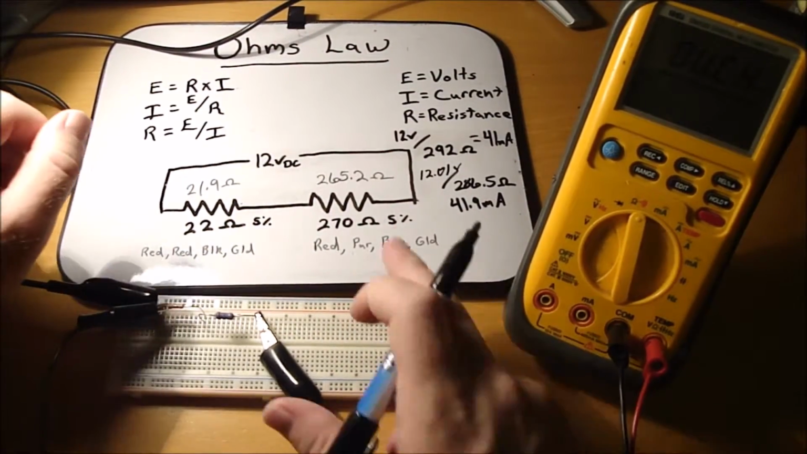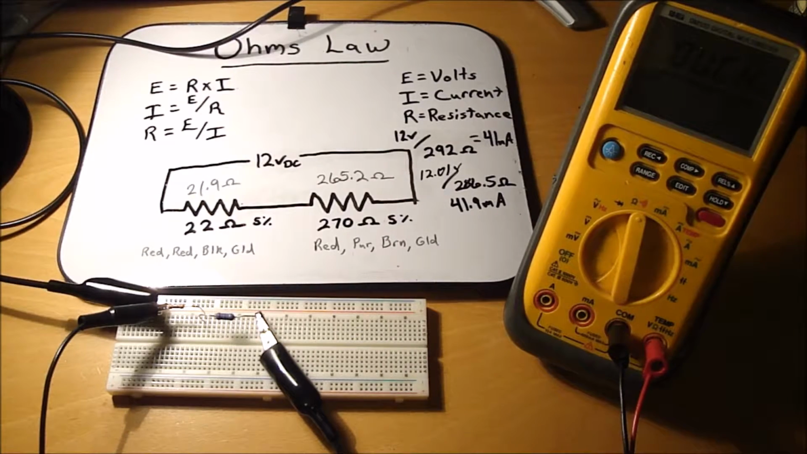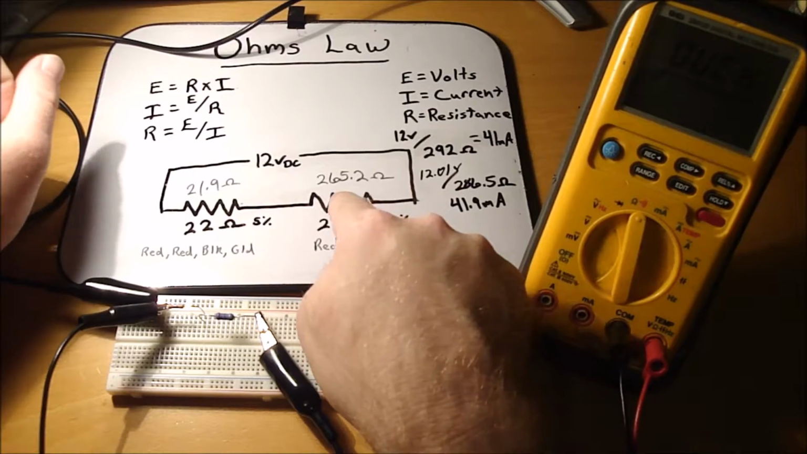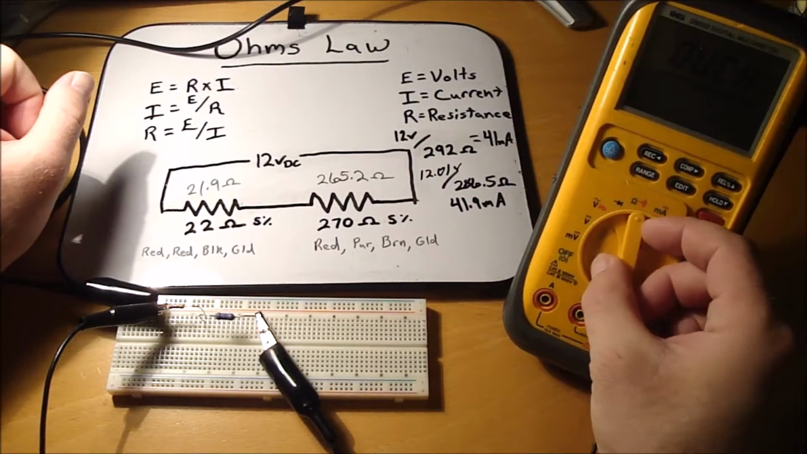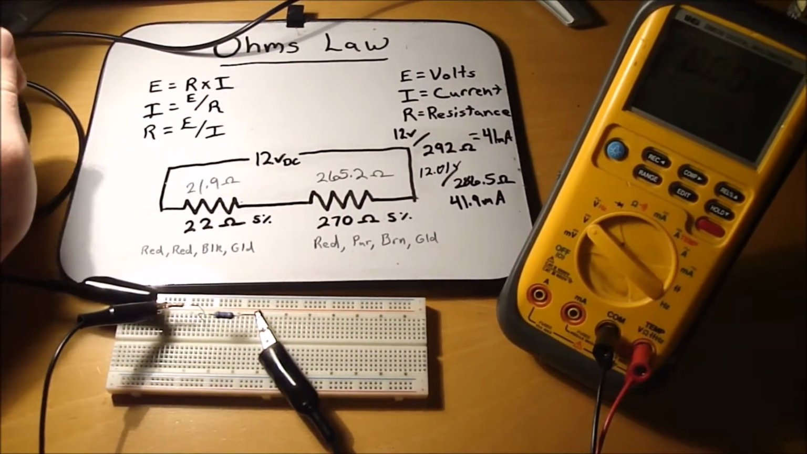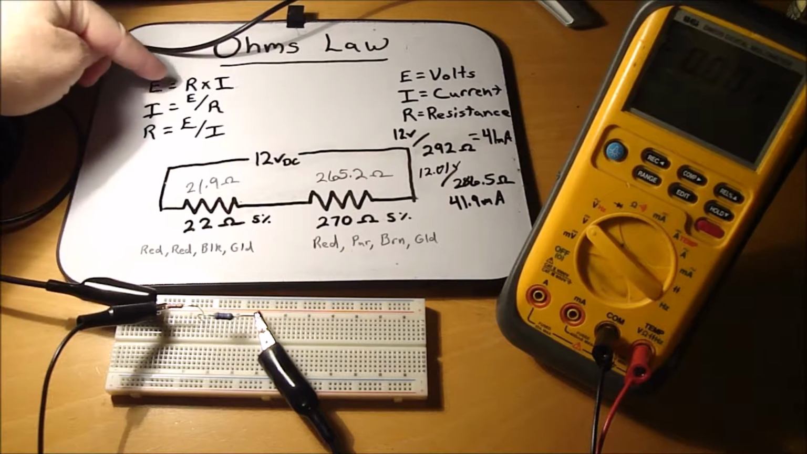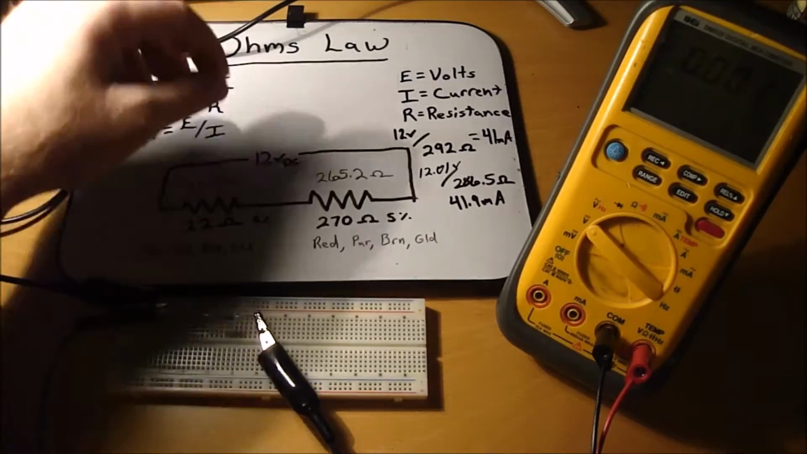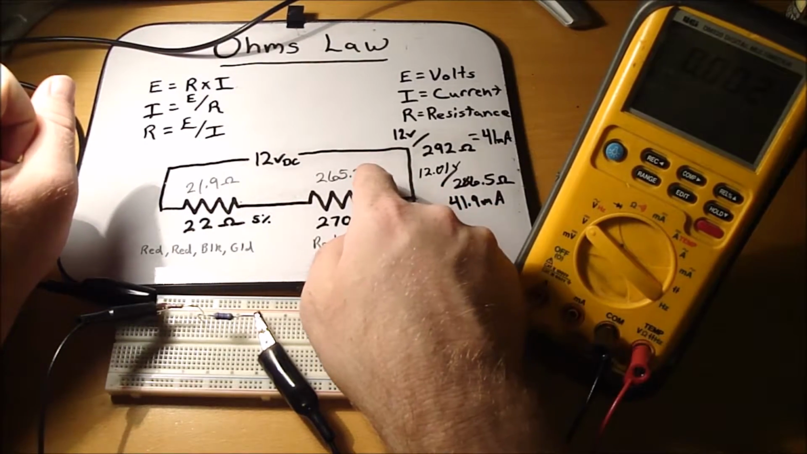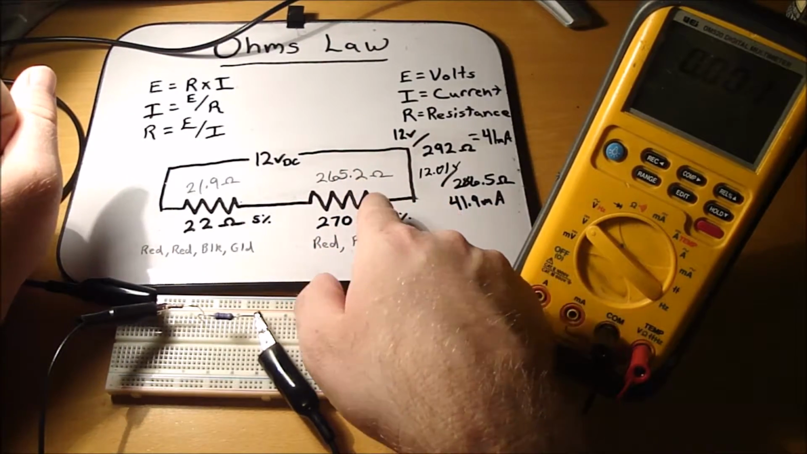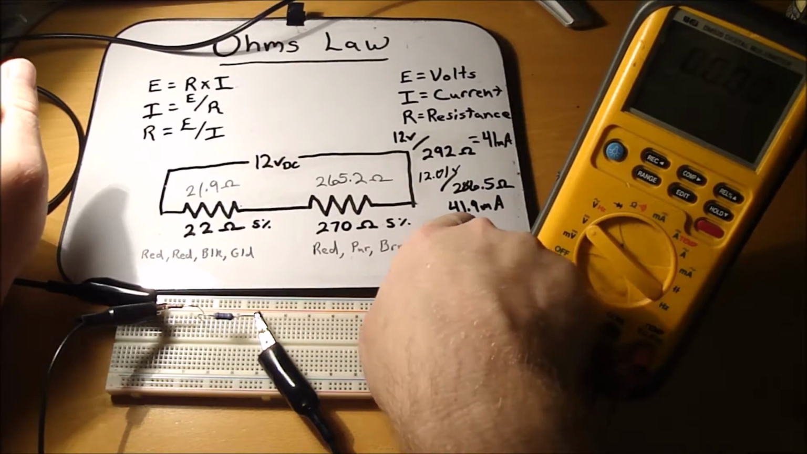Alright, so we know we had a current draw of 41.9 milliamps. So we want to figure the voltage drop across this resistor. So switch to voltage, and the voltage equation is E equals resistance times current. So we know the resistance is 265.2 ohms times 41.9 milliamps.